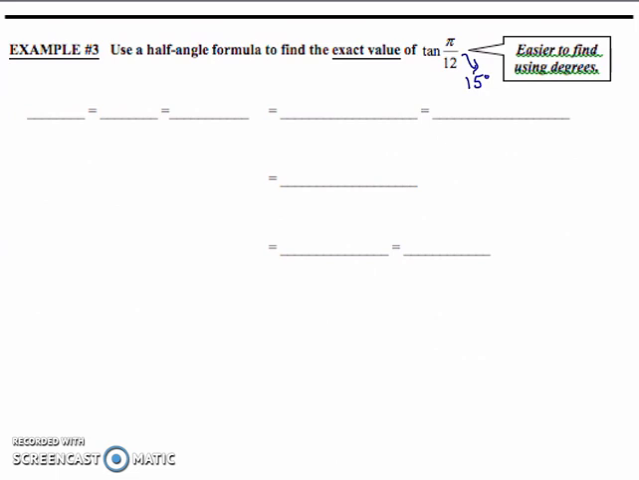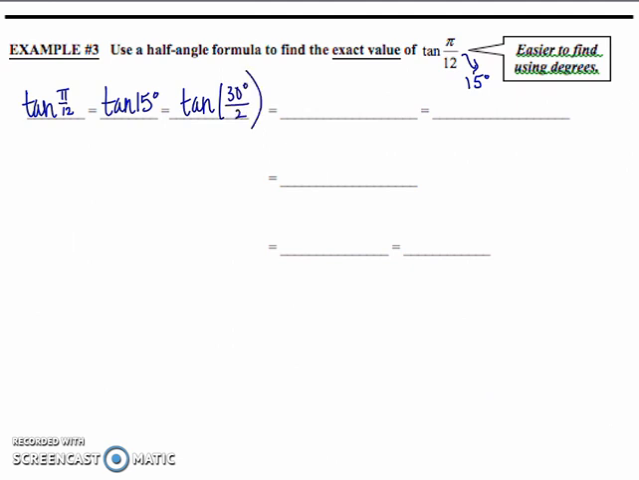All right, so tangent of pi over 12 is equivalent to tangent of 15 degrees. So just like we did before, we need to think, what is 15 degrees half of? And we already know the answer to that question. It is 30 degrees. So I am going to think of this as tangent of 30 degrees divided by 2.